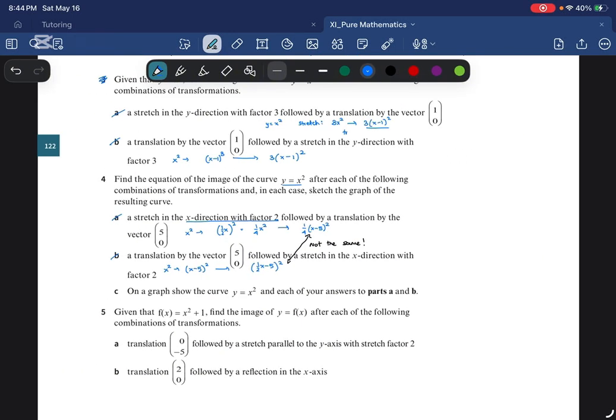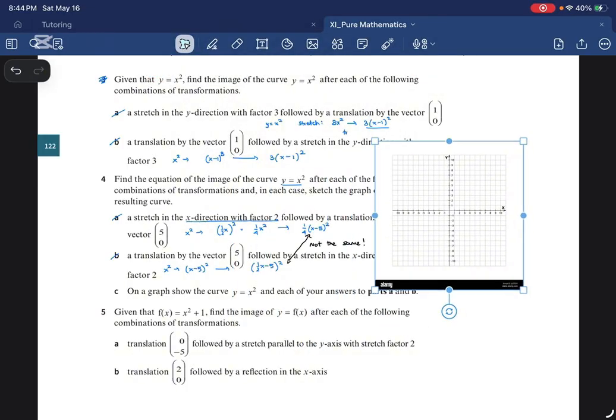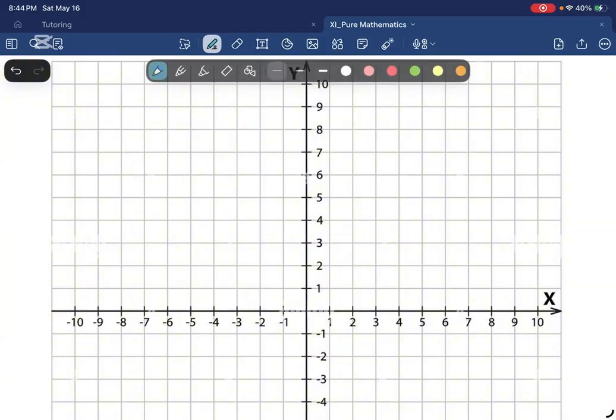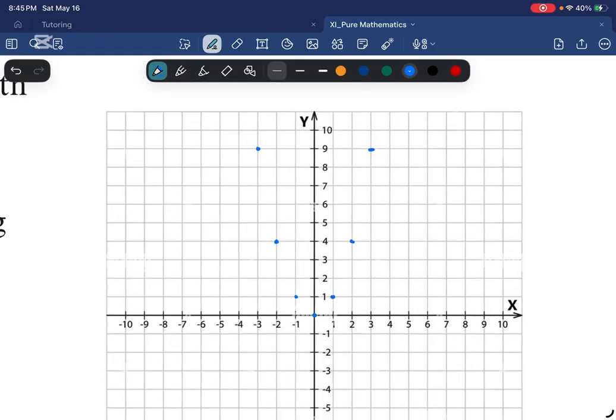So if you draw the curve, let me bring this out here. So x squared, let me just draw it in blue, looks something like this.